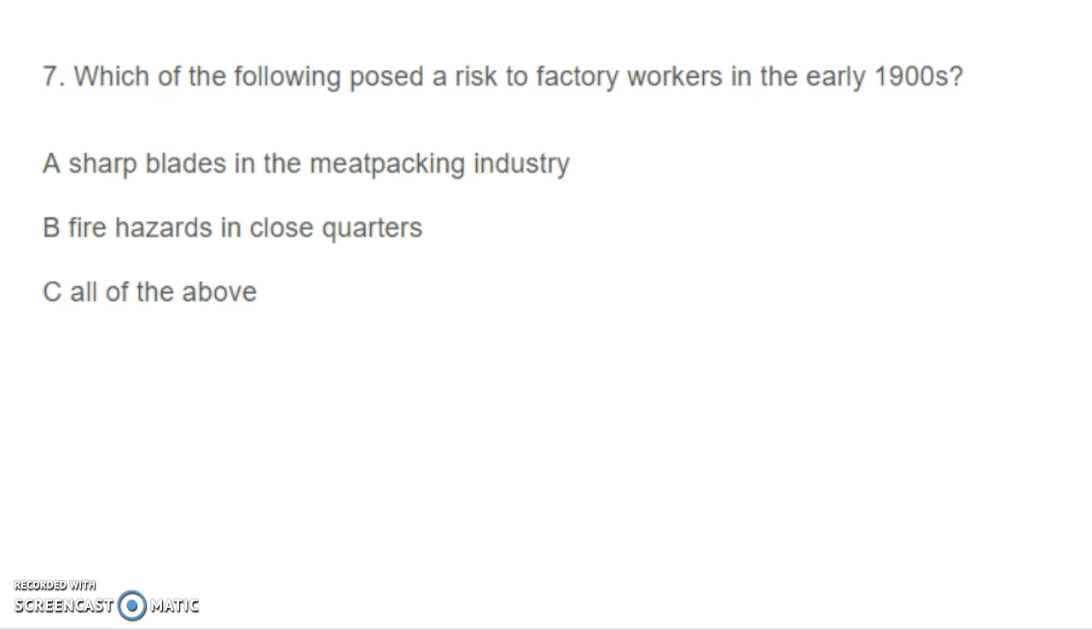Number seven, which of the following posed a risk to factory workers in the early 1900s? A, sharp blades in the meatpacking industry. B, fire hazards in close quarters. Or C, all of the above.